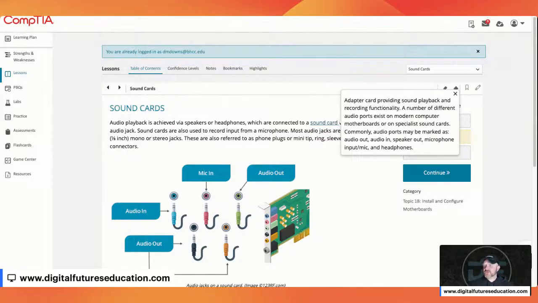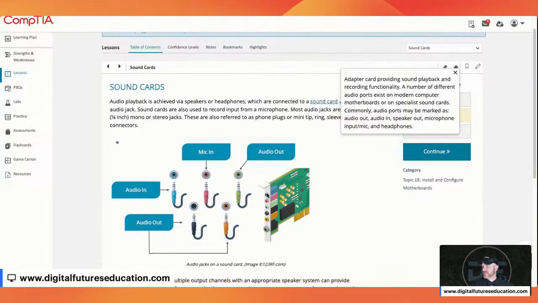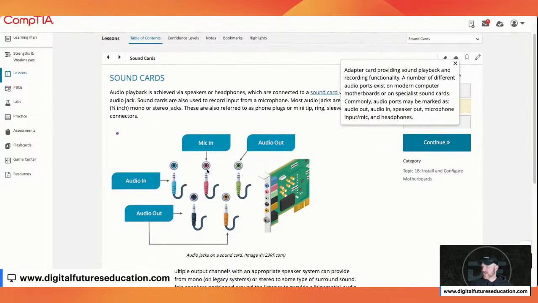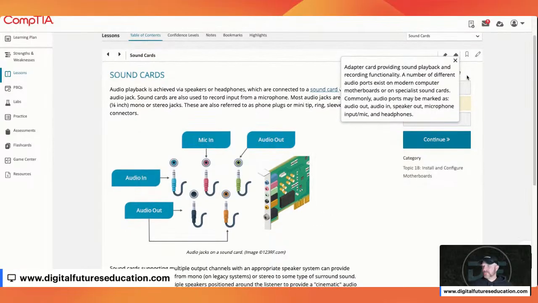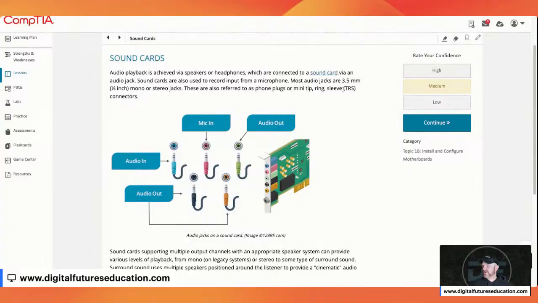A number of different audio ports exist on modern computer motherboards or on specialist sound cards. Commonly, audio ports may be marked as audio out and audio in, speaker out, microphone input, mic, and headphones. So on a sound card, you're going to have audio in, a mic in, and audio out. So basically these are cards that process audio, often with 3.5 mono or stereo jacks.